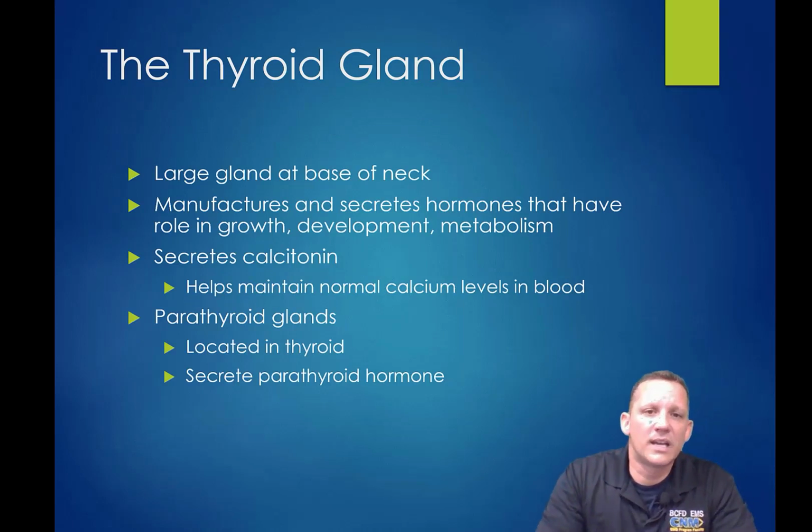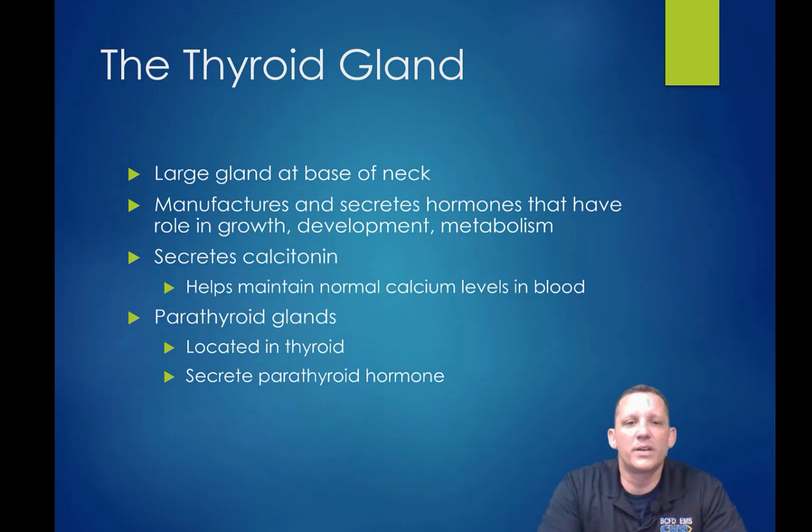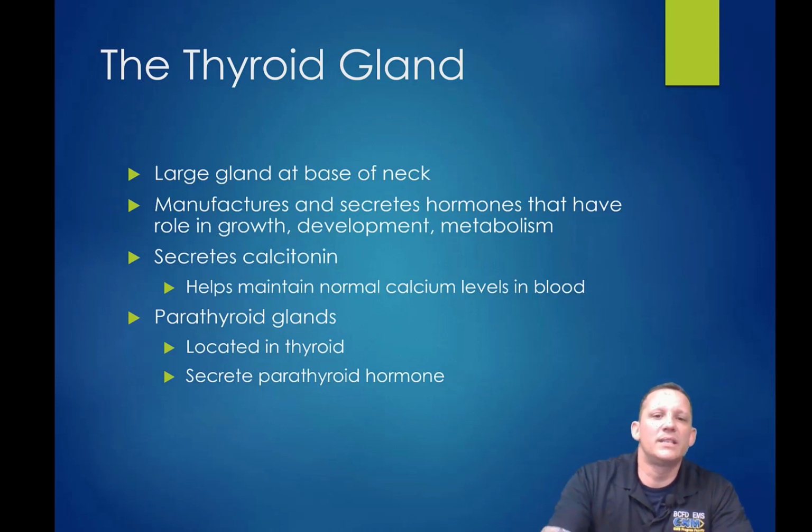The thyroid gland is a large gland at the base of the neck. It manufactures and secretes hormones that have a role in growth, development, and metabolism. It also secretes calcitonin, which helps maintain normal blood calcium levels. It will tell the body to remove calcium from bones or to deposit it. Parathyroid glands are located on the thyroid, and they secrete parathyroid hormone.